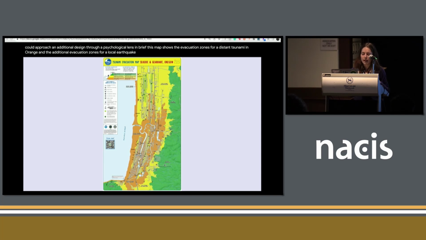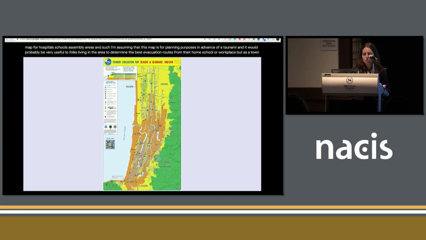Evacuation routes are shown via arrows, and there are various symbols throughout the map for hospitals, schools, assembly areas, and such. I'm assuming that this map is for planning purposes in advance of a tsunami, and it would probably be very useful to folks living in the area to determine the best evacuation routes from their home, school, or workplace.